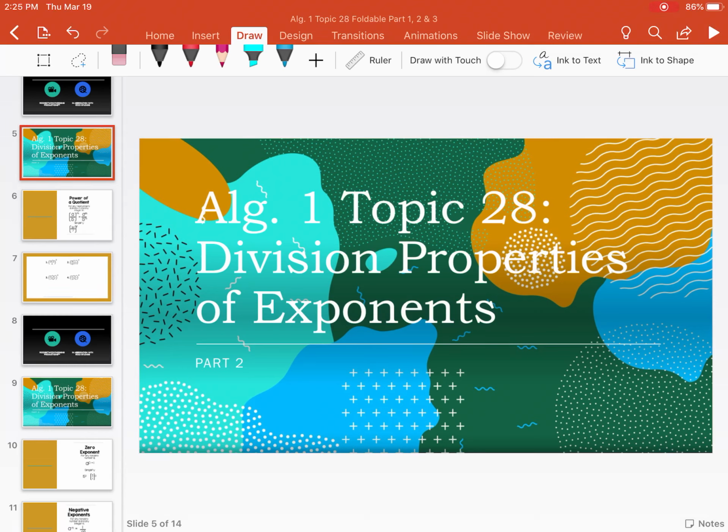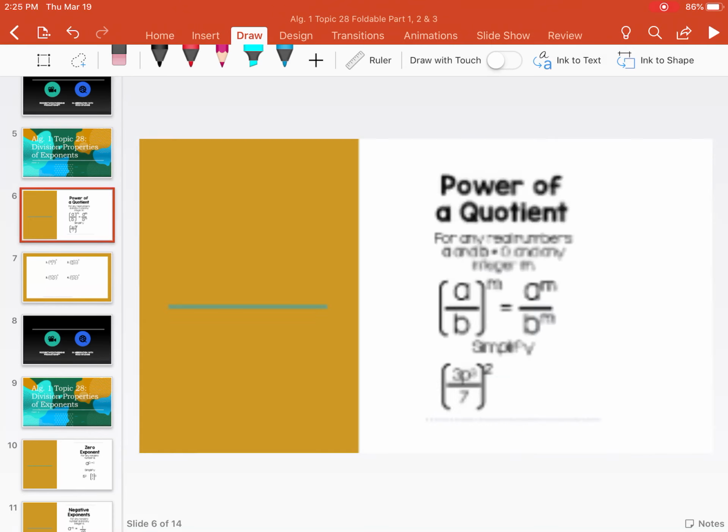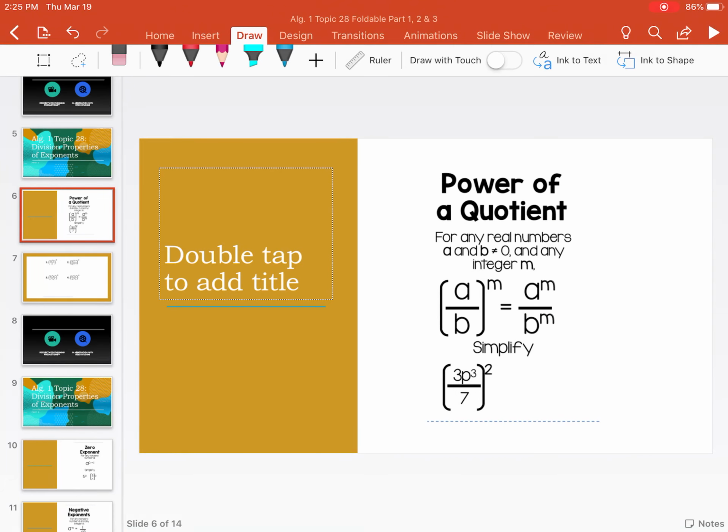Welcome back to part 2 of Algebra 1, topic 28, Division Properties of Exponents. So today we're going to focus on the power of a quotient. This is going to be the top right section of your foldable once you fold it over.